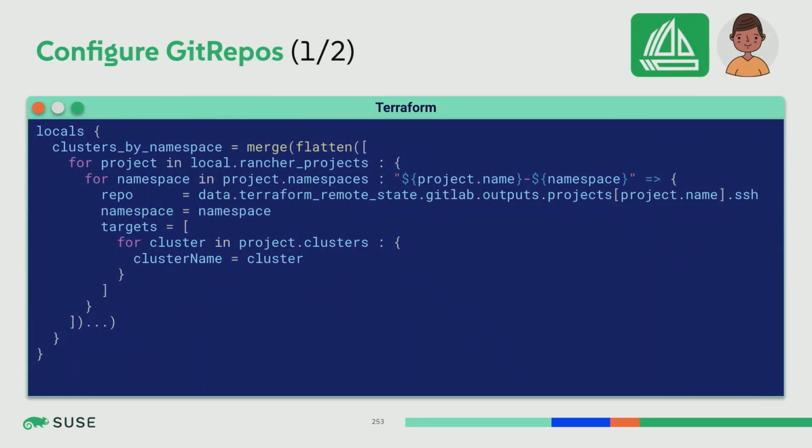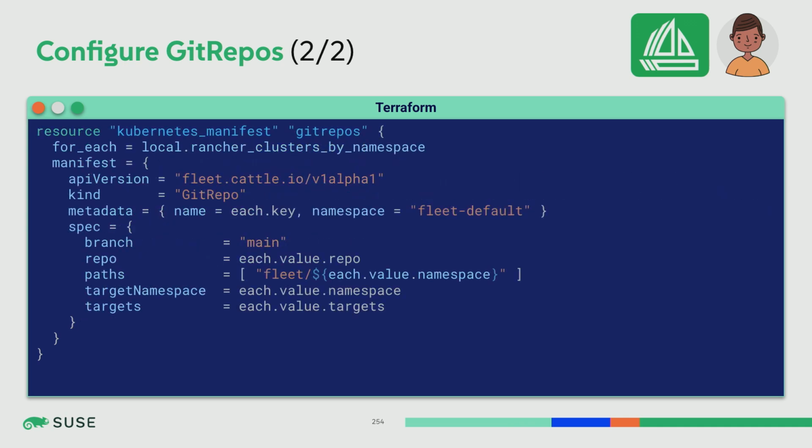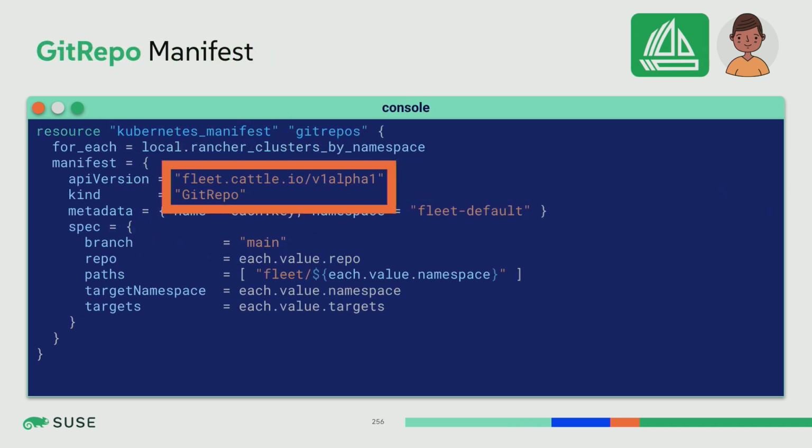To do so, I will configure the Git repo manifest file. We will use the cluster by namespace map, and we will loop over it to get all the Git repos created. So Git repo coming from Fleet cattle. So here we scan Git repo.